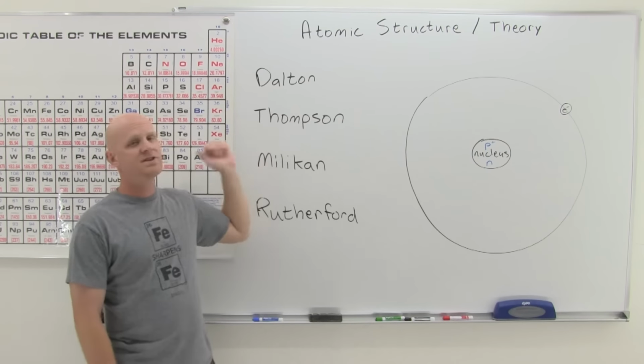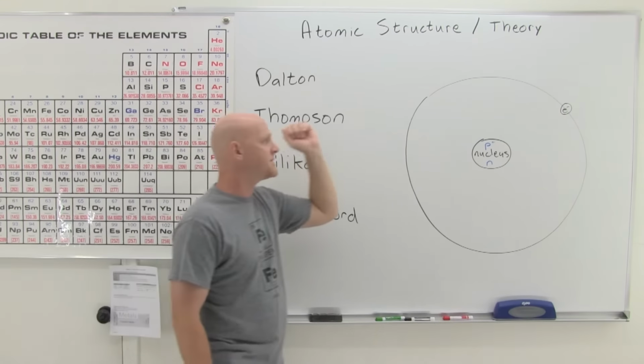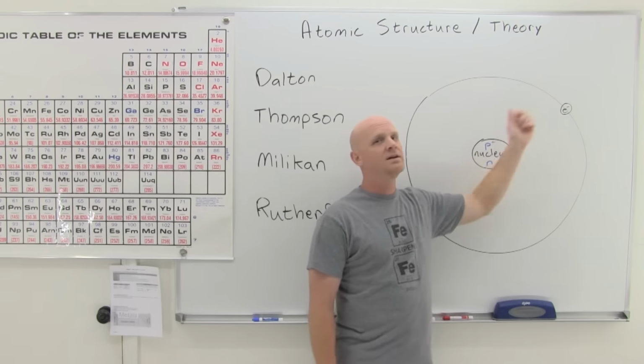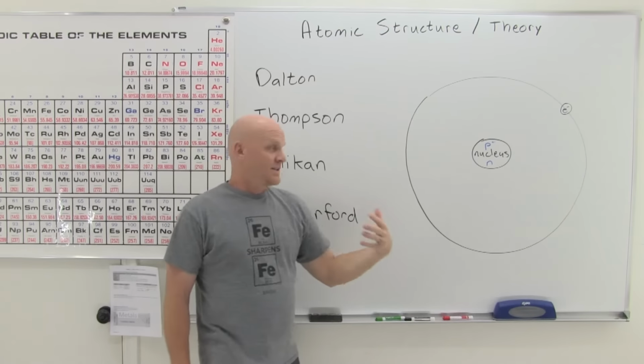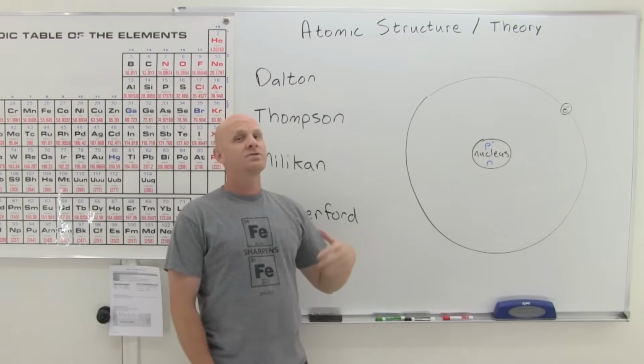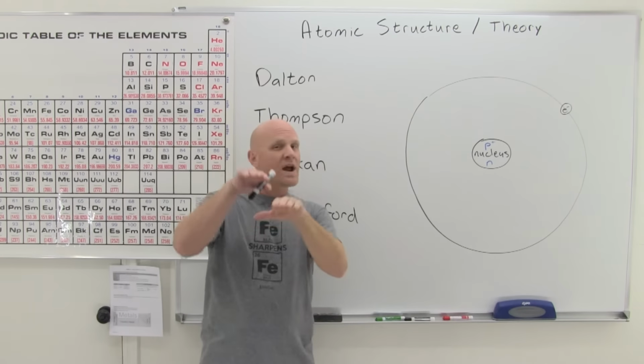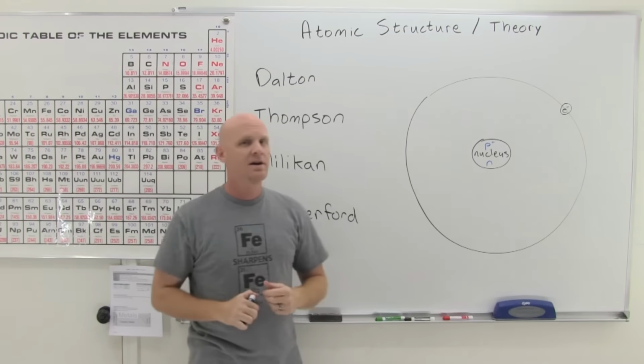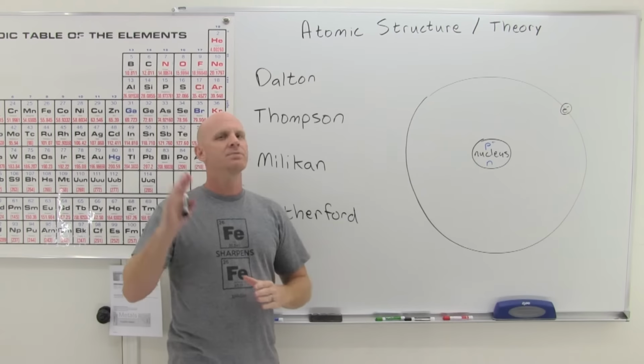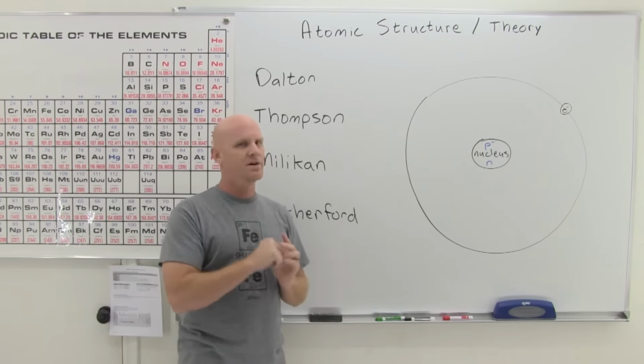So first we've got J.J. Thompson. J.J. Thompson is the guy that discovered the electron. And it turns out he discovered a little more about it. He discovered the mass to charge ratio. He didn't know the mass or the charge, but he knew the ratio of the mass to the charge of that electron. But you can probably suffice to say, if you know he discovered the electron, you're good to go.